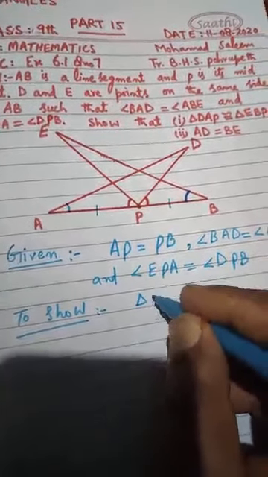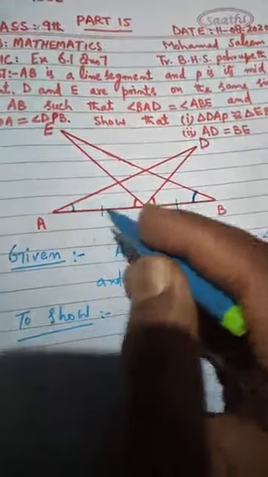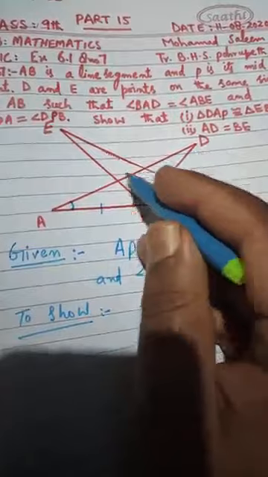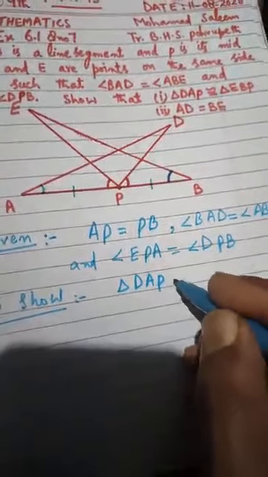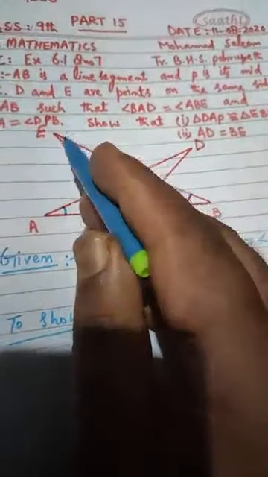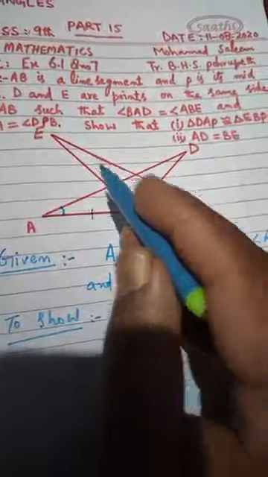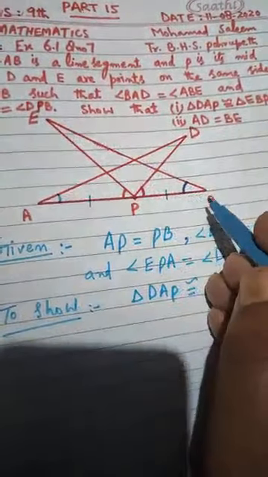First, triangle DAP is congruent to triangle EBP. That means this triangle DAP is congruent to this triangle EBP.